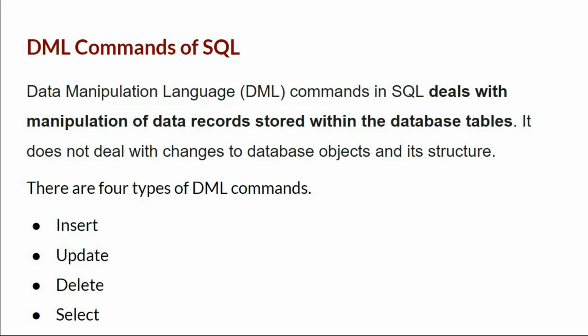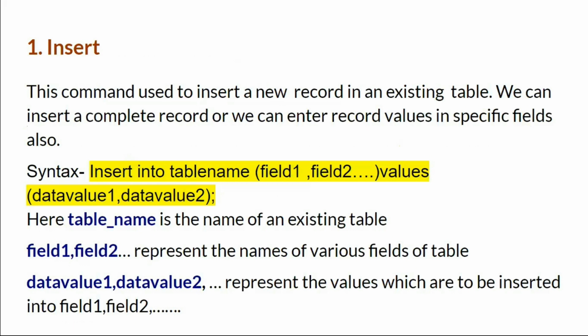The DML consists of four commands. The first one is insert, second one update, third one delete, and fourth one is select. We will see them one by one. So the first one is the insert command.